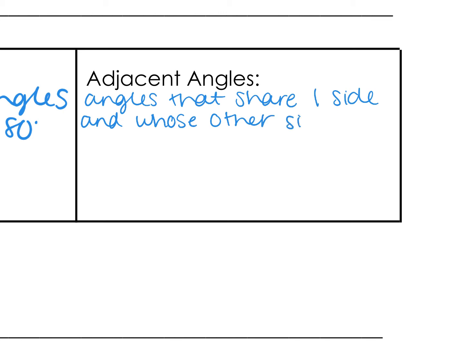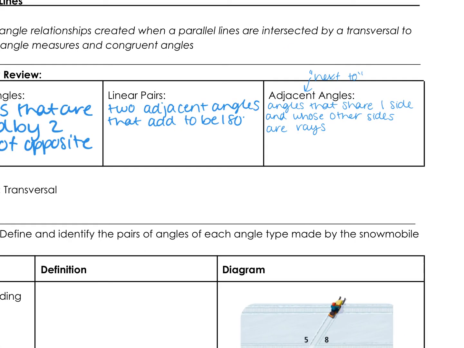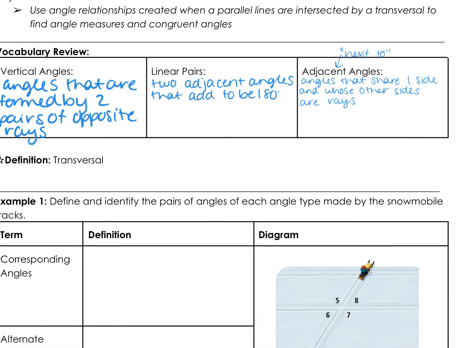that share a side, next to each other. So adjacent angles are angles that are just next to each other. They are always next to each other. So not all angles are adjacent. Some angles are not going to be next to each other. In that case, they're not adjacent angles. So anyway, that's the vocab that you should have gained from chapter 1 to make you successful here in chapter 2.